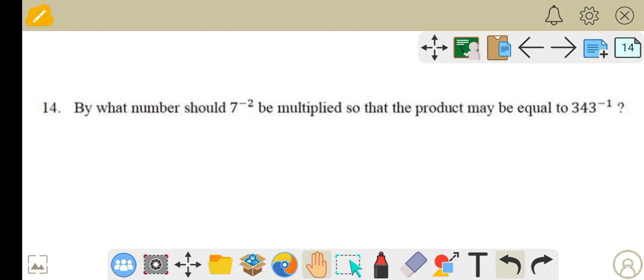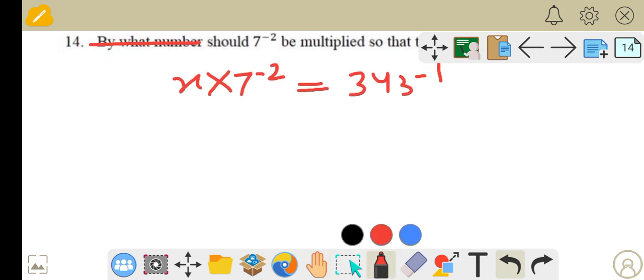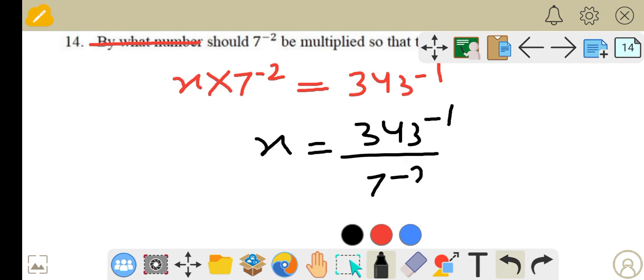By what number should 7 to the power minus 2 be multiplied? By what number? So let it be x. Now x should be multiplied so that the product may be equal to 343 to the power minus 1. For solving this, we need to transfer 7 to the power minus 2 to solve for the value of x. So x equals 343 to the power minus 1 divided by 7 to the power minus 2.